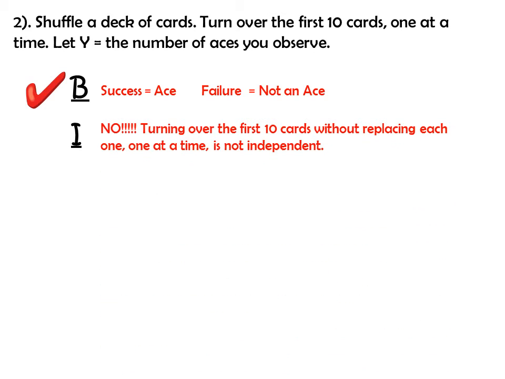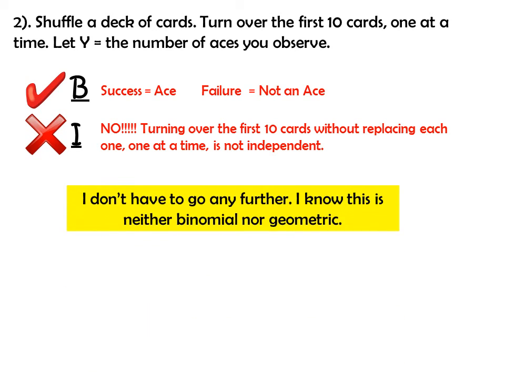Next is independent. Are these events independent? The answer is no. If you're turning over the first 10 cards without replacing each one at a time, it's not independent. The outcome for the next card is going to change based on what you got on the first card. Since this is not satisfied, this can't be either binomial or geometric.